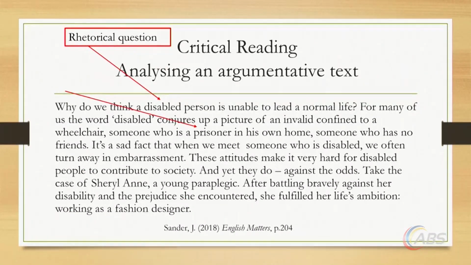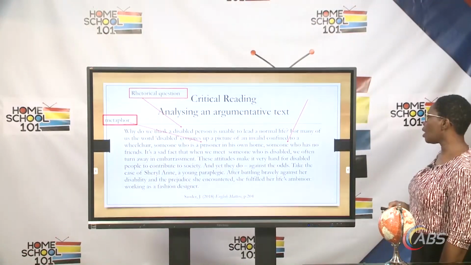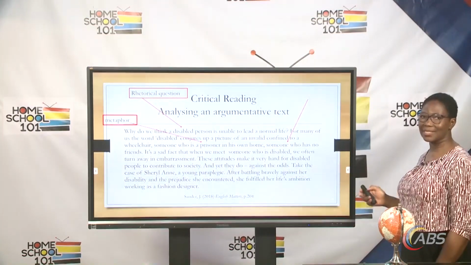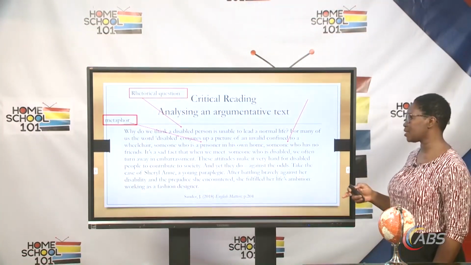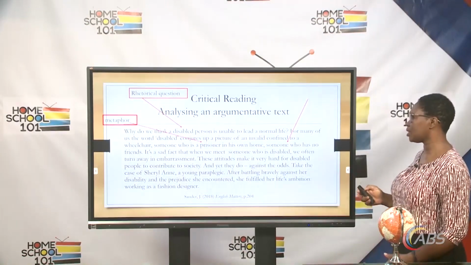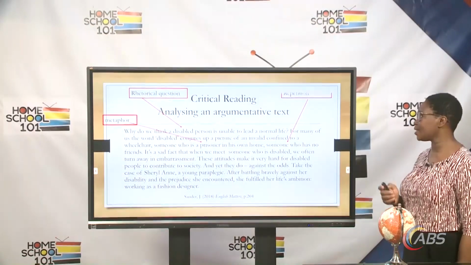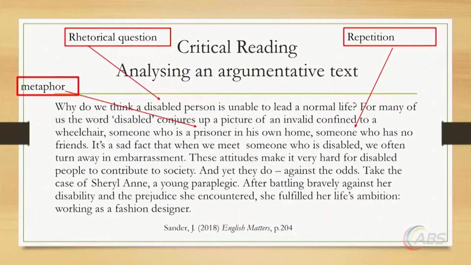Next, you have confined to a wheelchair, someone who is a prisoner in his own home. It means that people who are disabled are being compared to prisoners, but there's no use of like or as there. So you have an example of metaphor. Next, we have someone who has no friends. Now, this is the second instance of the use of someone, because the previous sentence says someone who is a prisoner. Then you have again someone who. And if you have already said that's an example of repetition, then you're absolutely correct.